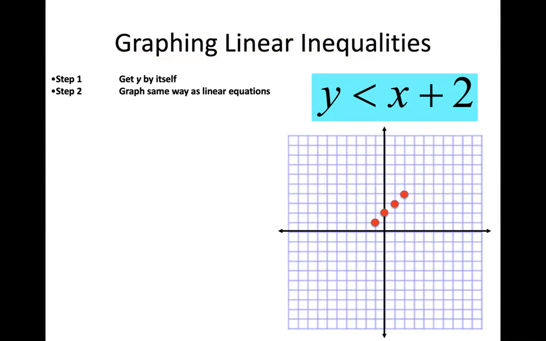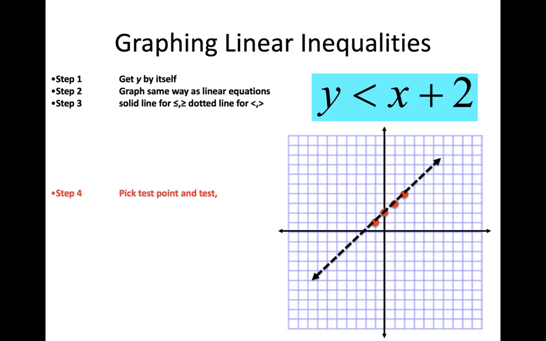But this is a linear inequality. So now we have this step. If it's less than or equal to or greater than or equal to, you're going to draw a solid line through those dots. If it's less than or just greater than, you're going to put a dashed line. So if we look at our inequality there in blue, it's a less than, so we're going to put a dashed line or a dotted line. Now, if we look at that dotted line, there's a region above the dotted line and there's a region below the dotted line. One of those regions is the answer.